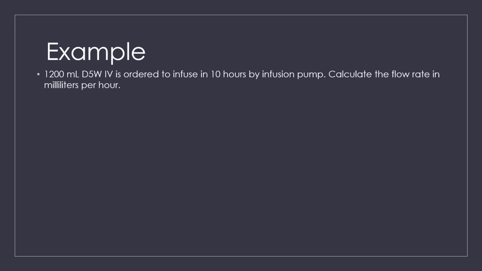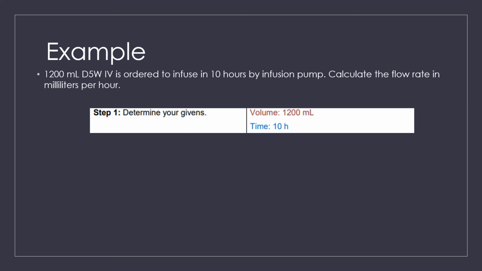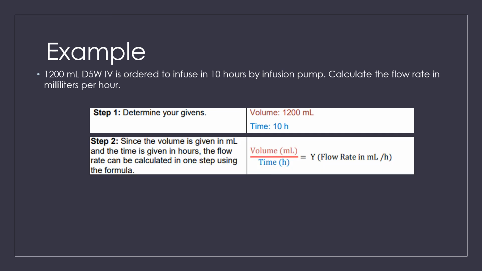Example, 1,200 ml of D5W IV is ordered to infuse in 10 hours by infusion pump. Calculate the flow rate in milliliters per hour. So first, we determine that the volume is 1,200 ml and the time is 10 hours. Since the volume is given in ml and the time is given in hours, the flow rate can be calculated in one step. So the volume divided by the time.